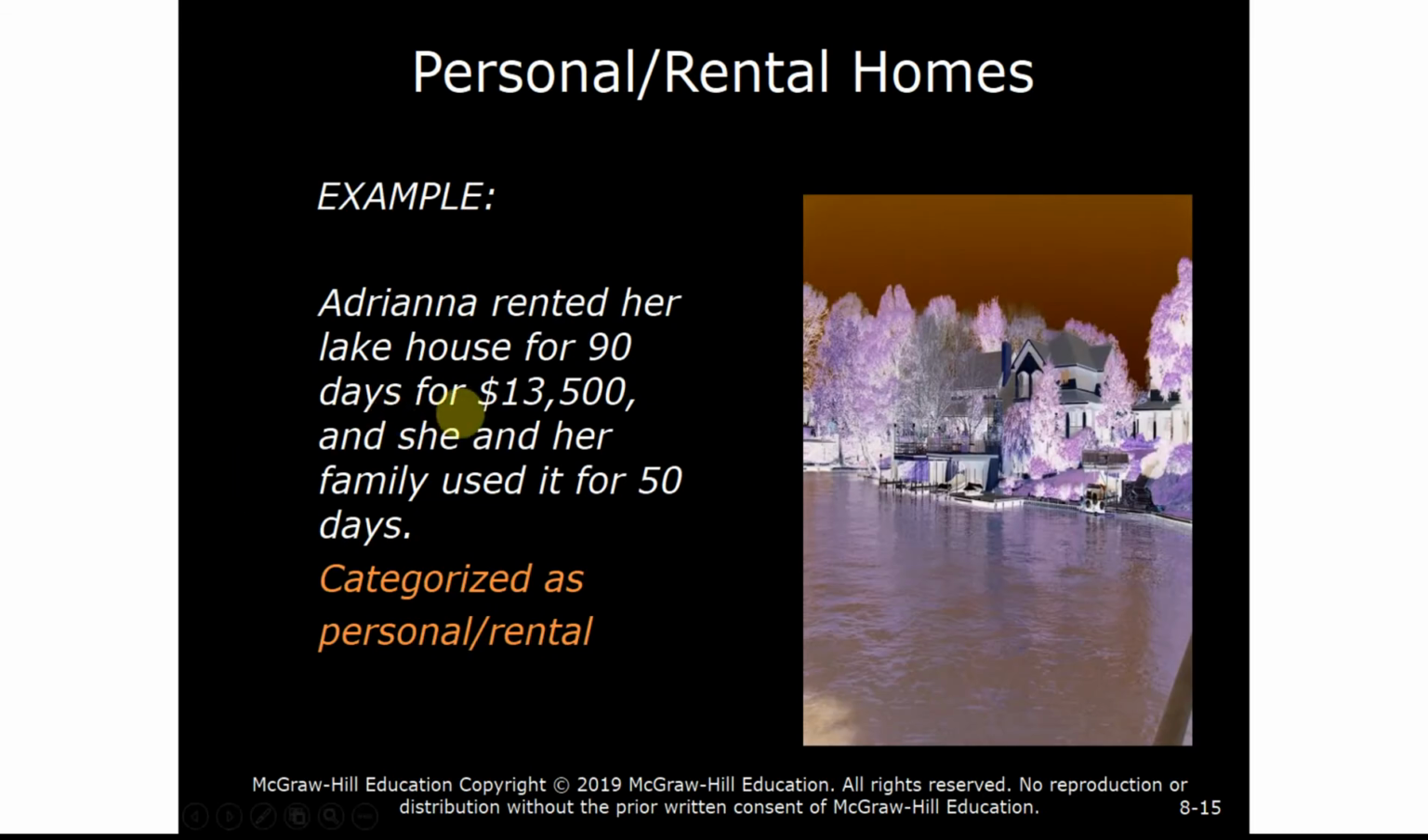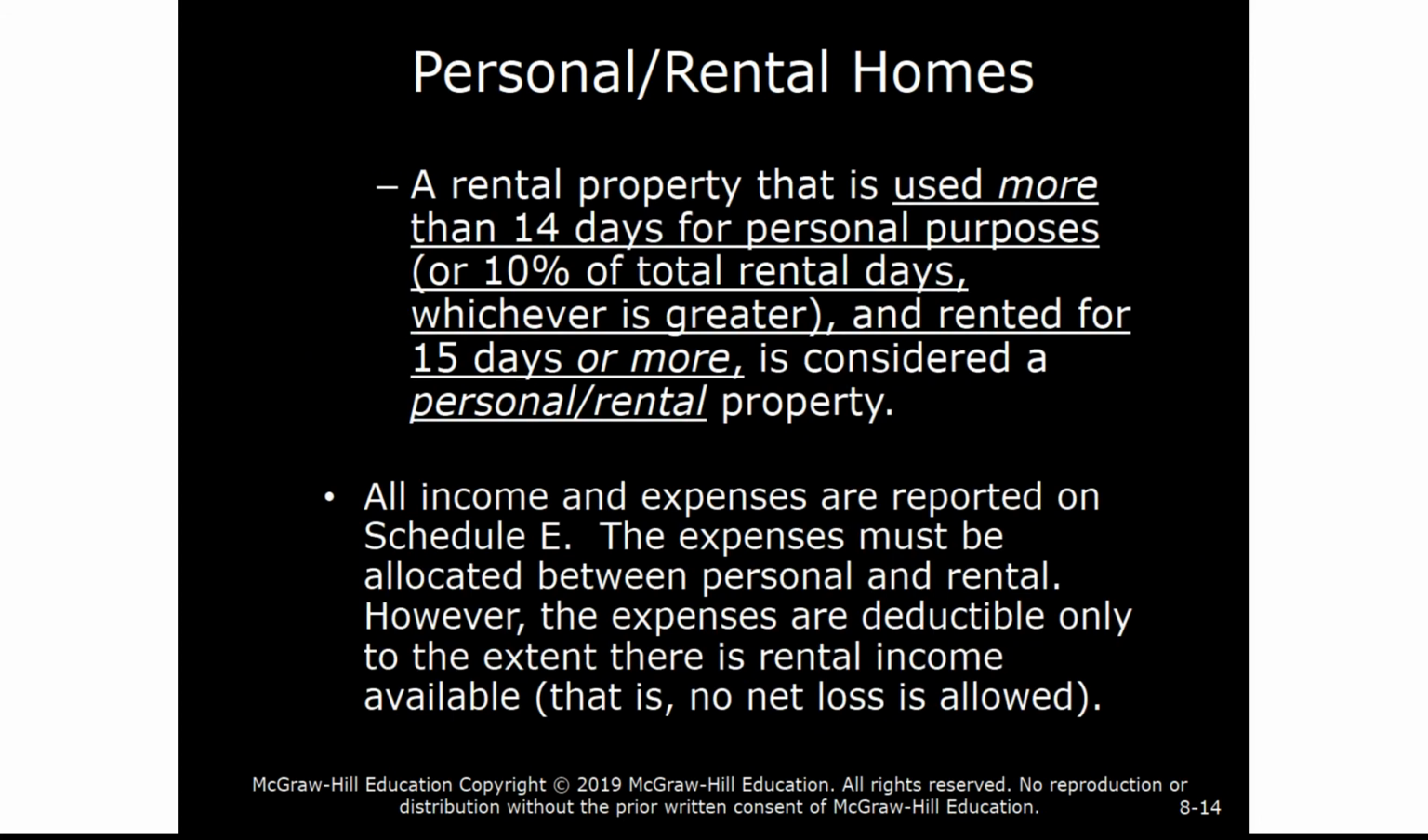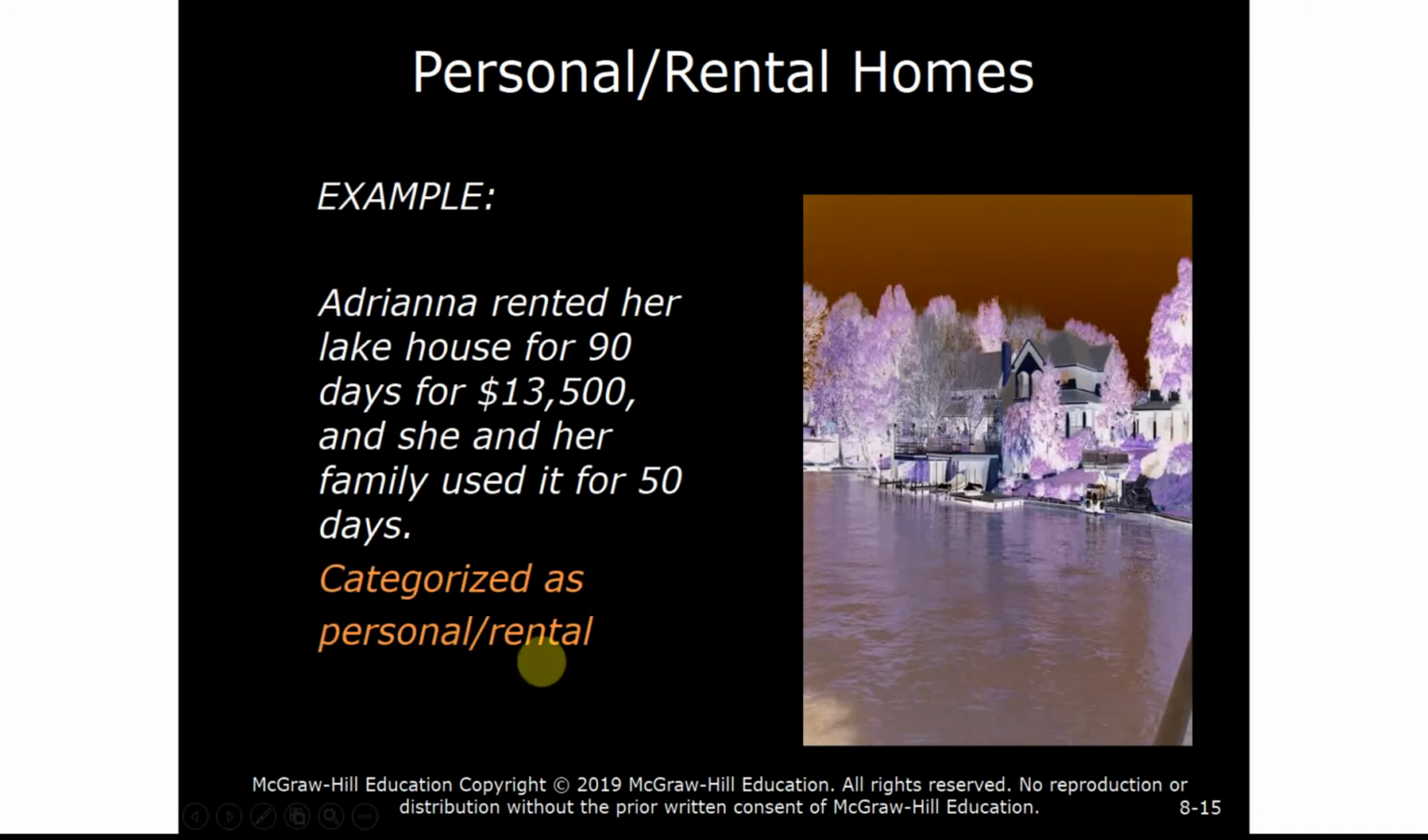Here's a case where Adriana rented her lake house for 90 days for $13,500, and she and her family used it for 50. In this case, 10% of the 90 rental days is 9 days. So the 50 days of personal use is certainly above that 9 days. It's also used for personal purposes more than the 14 days, which we mentioned earlier. Therefore, this property is categorized as personal rental.